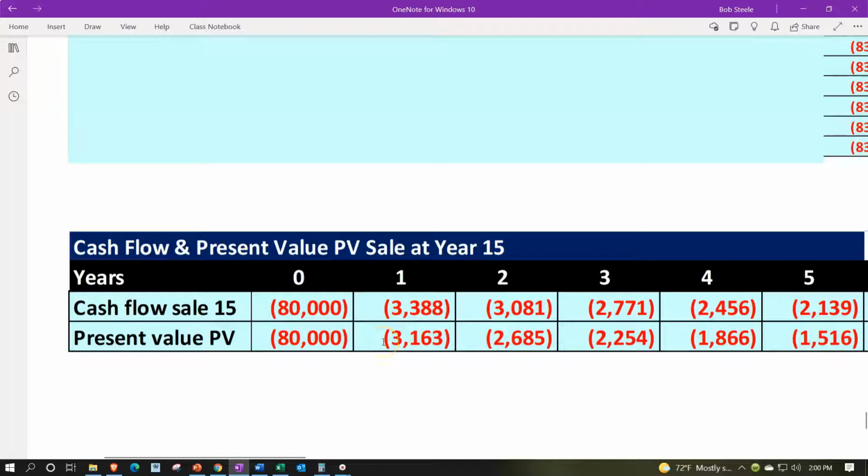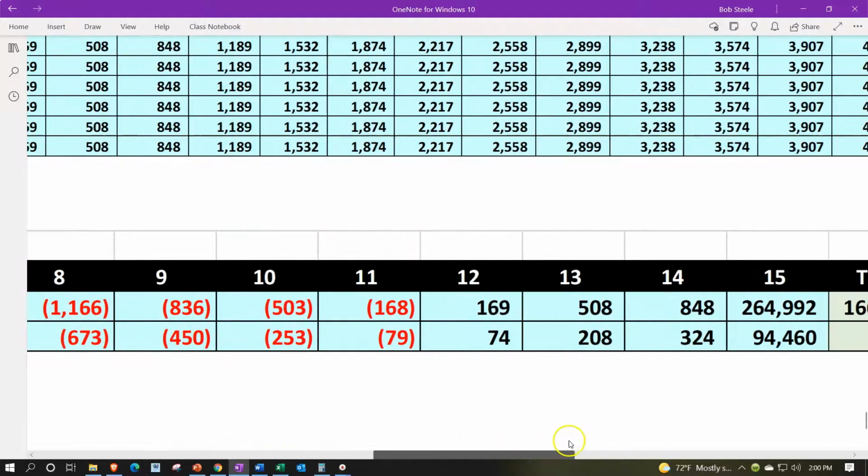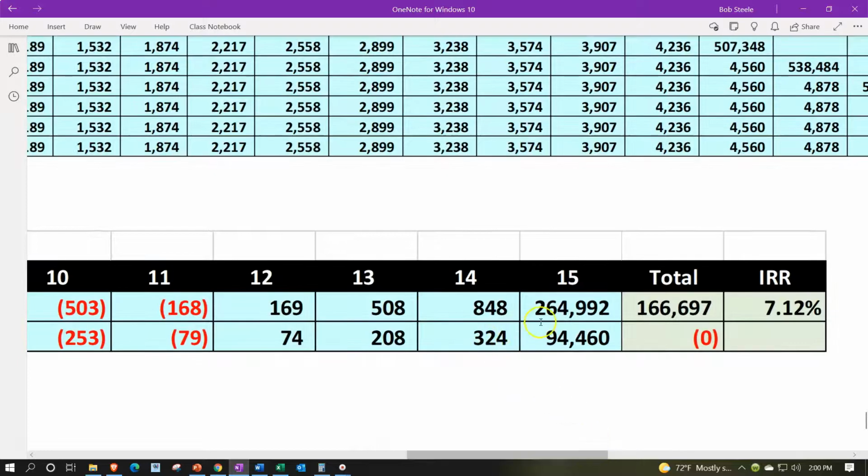then we would discount it at year zero to $3,163. If I took the $3,082, discounted it back 2 years using that 7 point whatever rate, we'd get to present value dollars of $2,685. Present value dollars not meaning after inflation, meaning including in essence the rate of return at that 7%. And if I go all the way out to this $264,992 cash inflow, which is in essence the big payoff that we're getting from the purchase, and discount it back to the current time period, we would be getting to that $94,460, discounting it back at the 7.12.